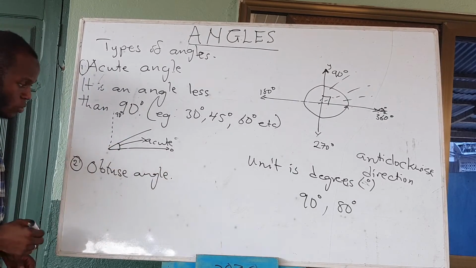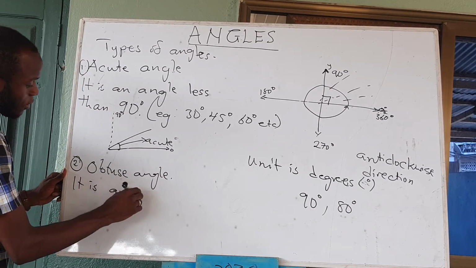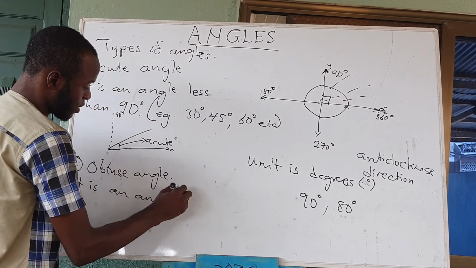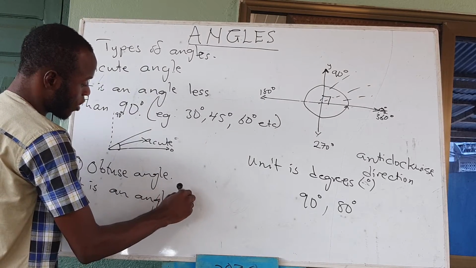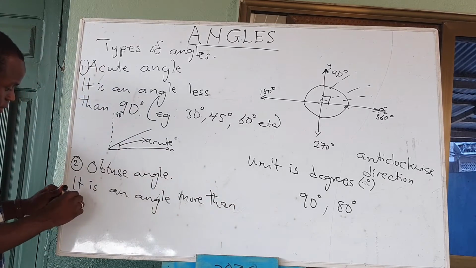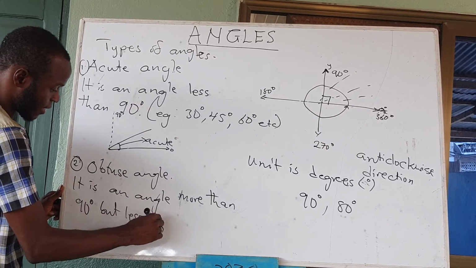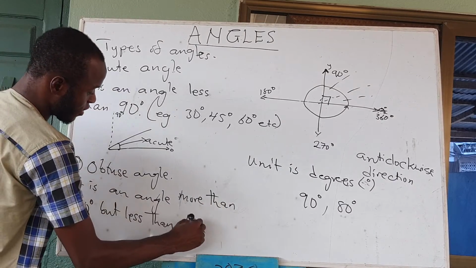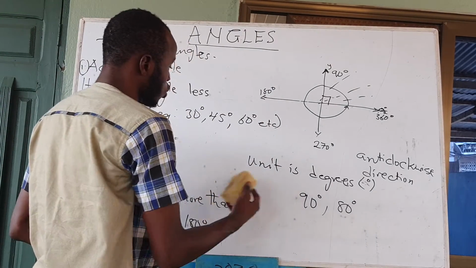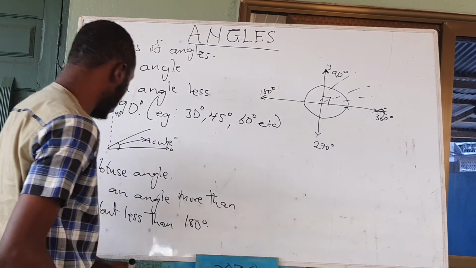Now, an obtuse angle is also an angle which is more than 90 degrees but less than 180 degrees. All right, so an obtuse angle is also an angle which is more than 90 degrees but less than 180 degrees.